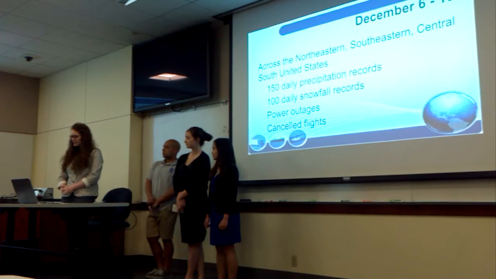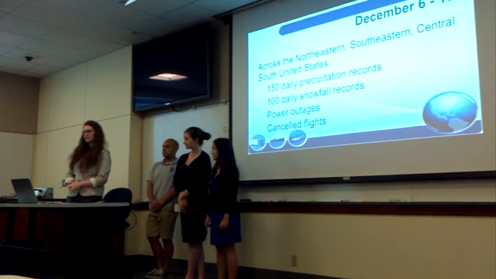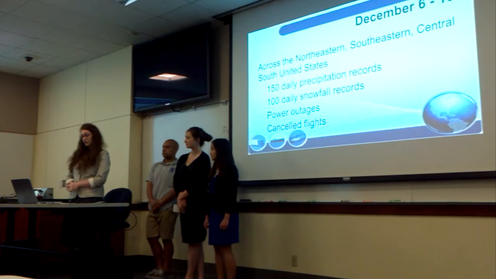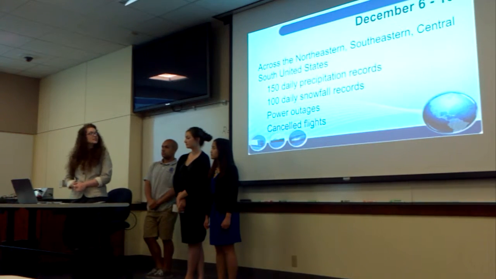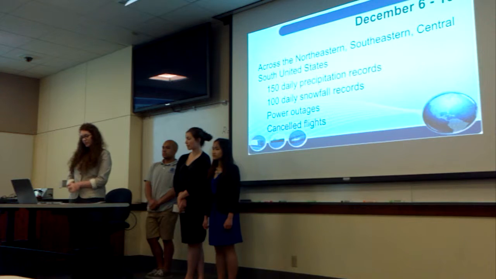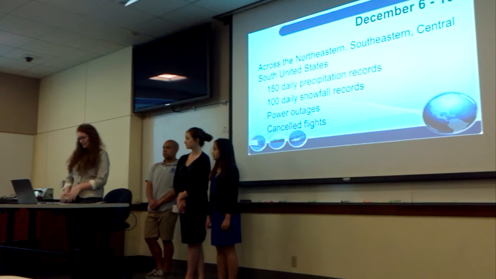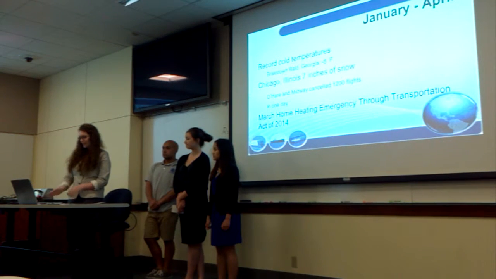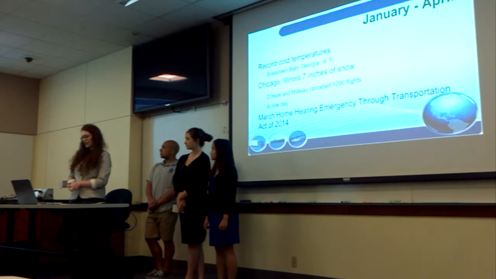So from December 6th to December 10th, the area affected was across the northeastern, southeastern, and the central south United States. There were over 150 daily precipitation records broken, as well as 100 daily snowfall records. There were also a series of power outages, as well as a multitude of canceled flights. So the January through April event was of a much longer duration and over a larger area as well.